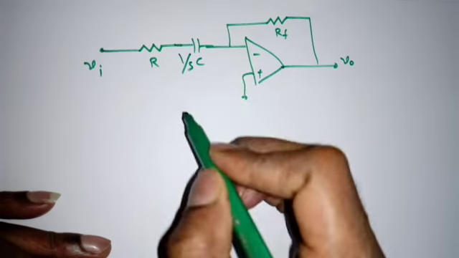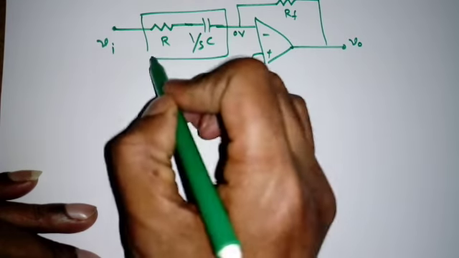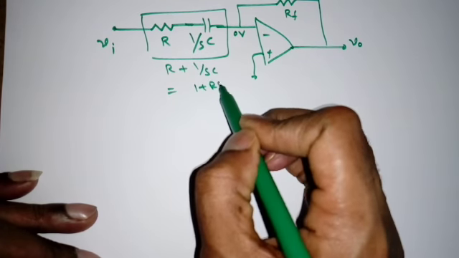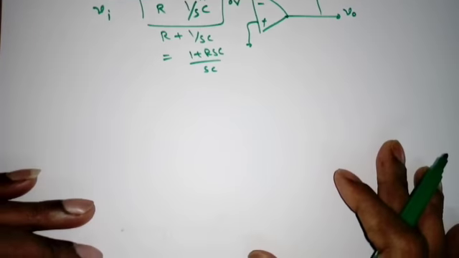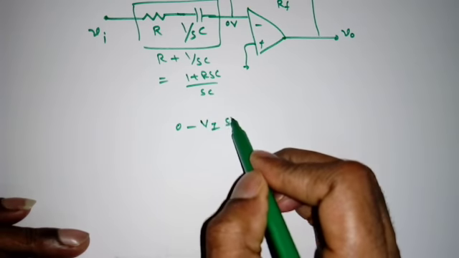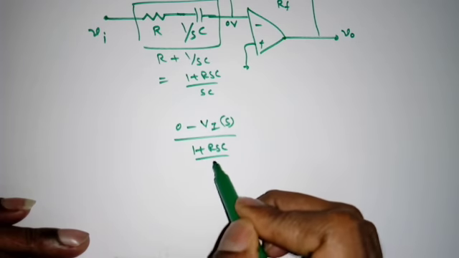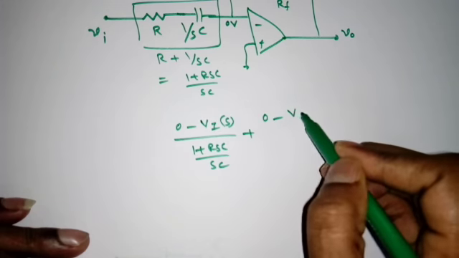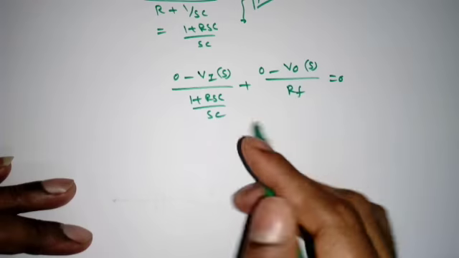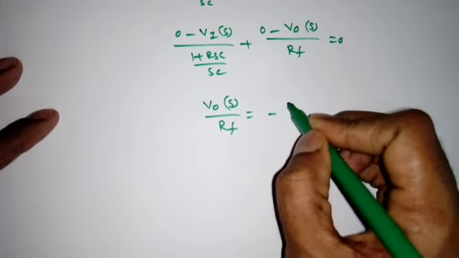So C will become 1 by SC. This is anyway 0 volt. If I find directly the impedance here, R plus 1 by SC, this will become 1 plus RSC by SC. Now very simple: 0 minus Vi of S by (1 plus RSC by SC), plus 0 minus V0 of S by RF, is equal to 0.